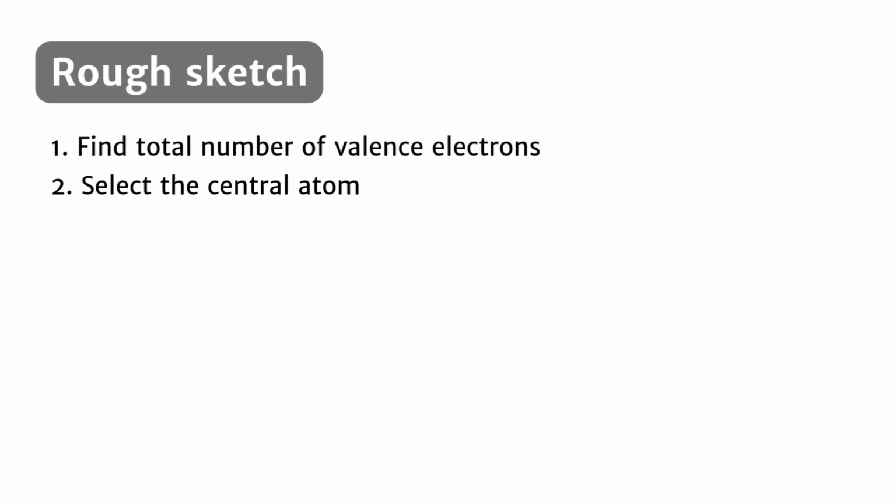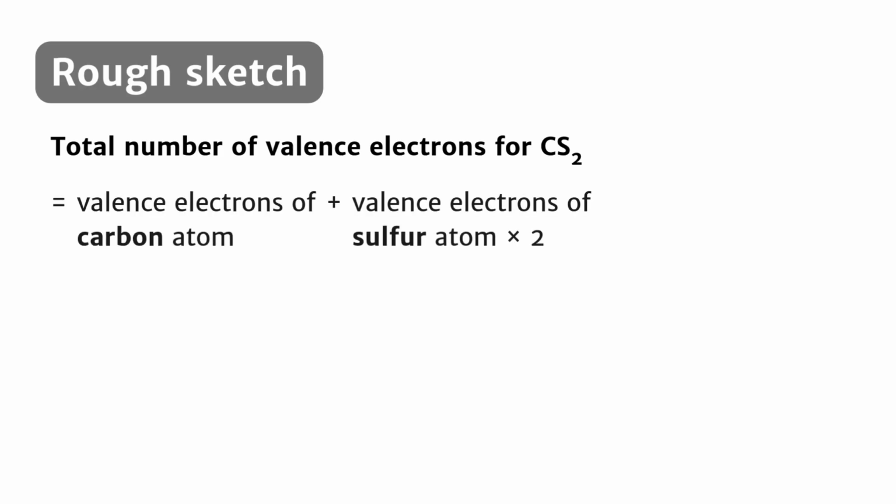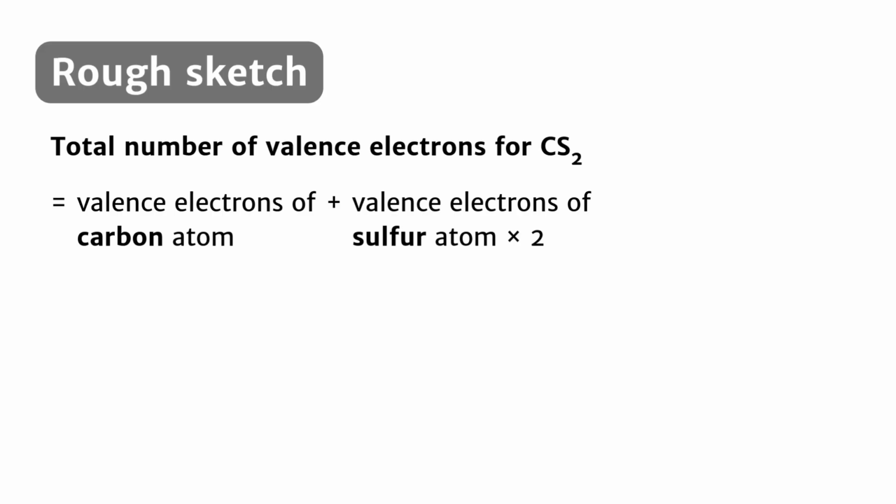the central atom. The total number of valence electrons in CS2 can be determined by summing the valence electrons of each atom in the molecule. Carbon, a group 14 element, has 4 valence electrons, while sulfur, a group 16 element, has 6 valence electrons. In CS2, there is 1 carbon atom and 2 sulfur atoms. Therefore, the total number of valence electrons is calculated as 4 plus 6 multiplied by 2, which simplifies to 4 plus 12, which equals 16. Thus, CS2 has a total of 16 valence electrons.